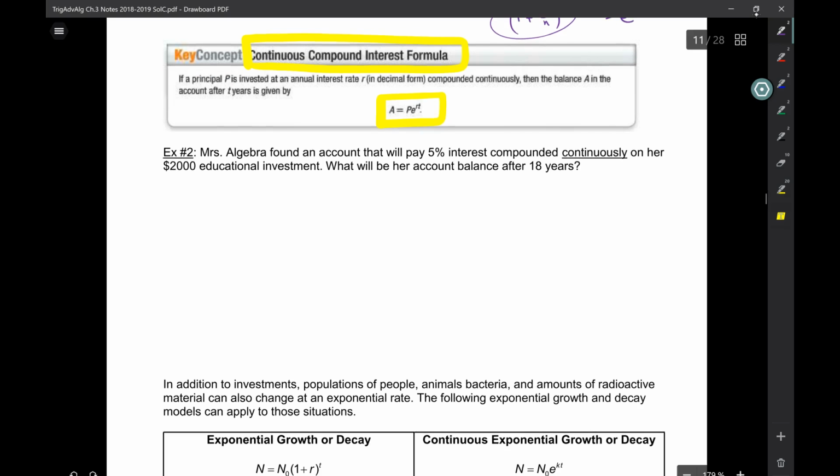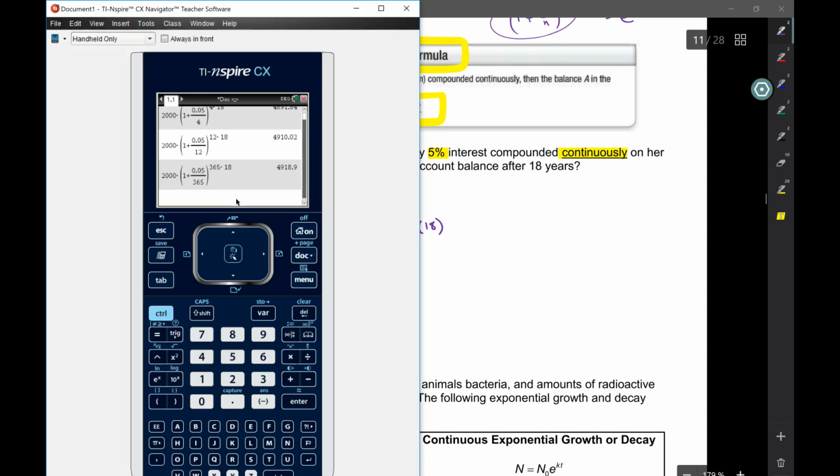So Mrs. Algebra went shopping. She found an account that pays 5% interest, but this time it's compounded continuously on the same investment. She is making so much money right now. So let's see. A is P e to the RT. P is 2,000, e to the 0.05 times 18. All right, let's go back to our calculators.